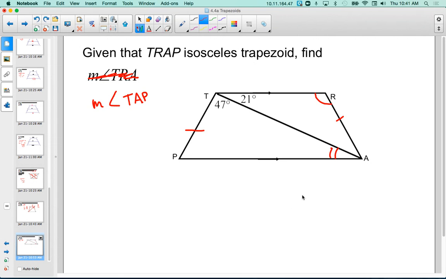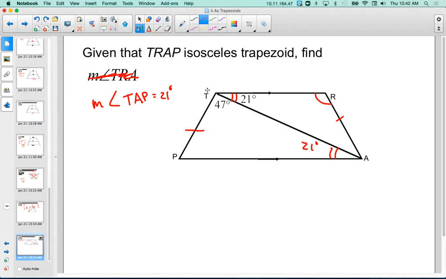Now, not only can we use the legs as transversals, but we can use the diagonals as transversals too. So this angle TAP should be congruent to this one. They're alternate interior angles, because the diagonal is the transversal. Our top and bottom sides are the bases. So this should be 21 degrees. Now we could have done that original problem, but all we had to do was add 47 and 21 because this top angle is equal to this top angle. We know they're congruent.